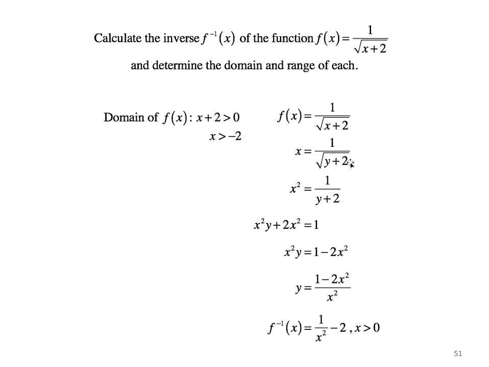by squaring both sides, so we have x squared is equal to 1 over y plus 2. Then we multiply y plus 2 times both sides of the equation, which is why we have x squared times y, plus 2 times x squared on the left side and just 1 on the right. Then we subtract 2x squared from both sides of the equation, and then we divide both sides of the equation by x squared, and then we rename y as f inverse.